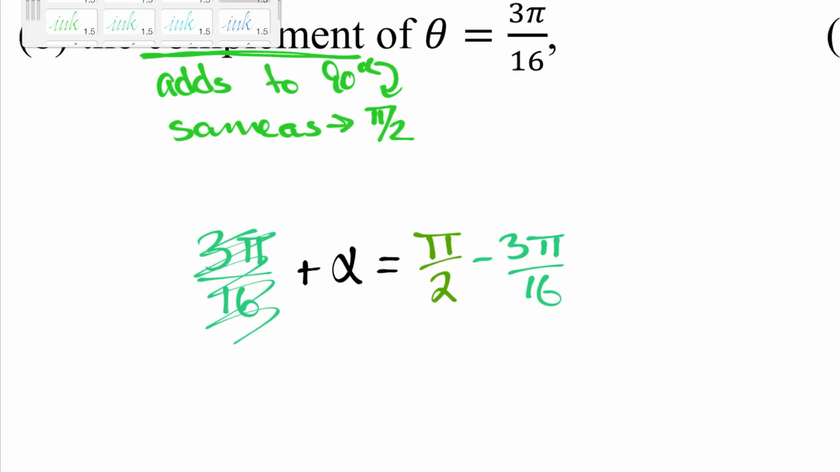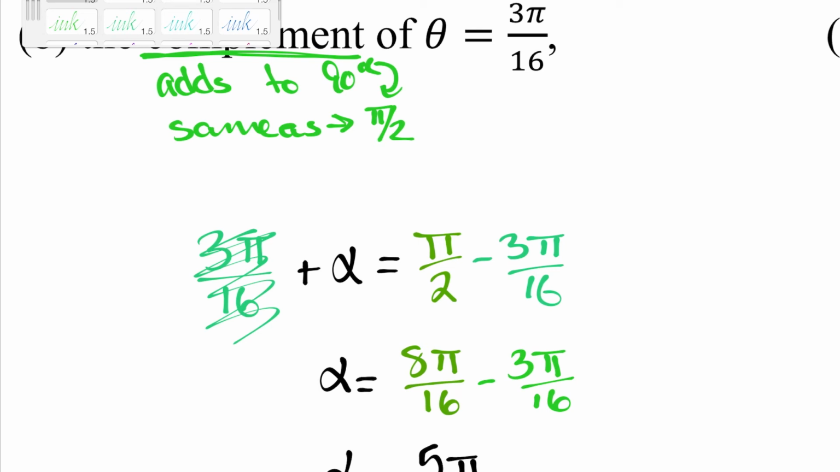So that means if I'm doing 16, that's 8 pi over 16 minus 3 pi over 16. So then I've got 5 pi over 16.